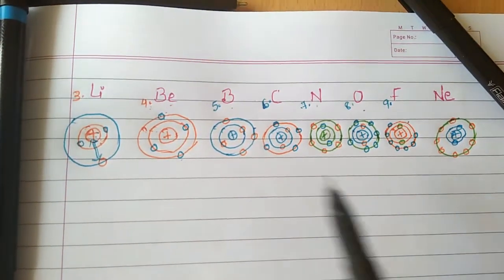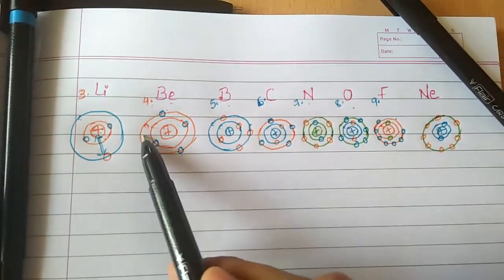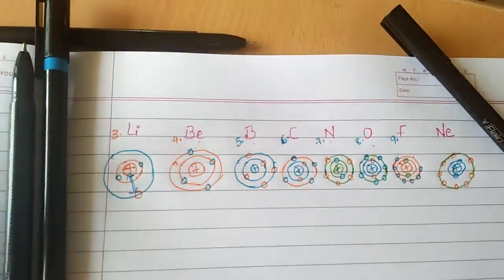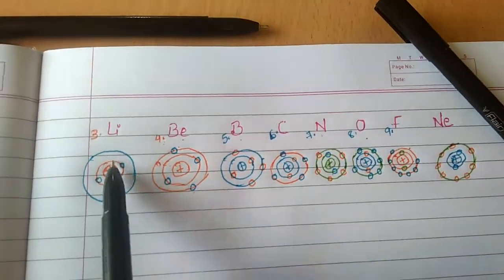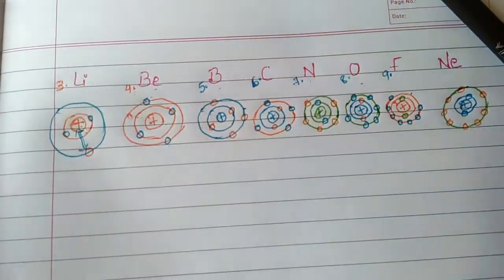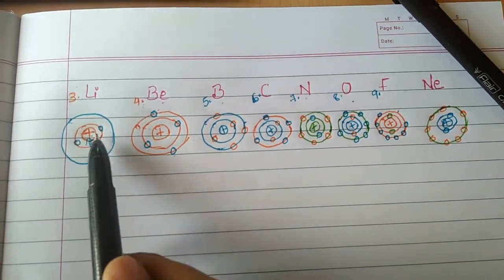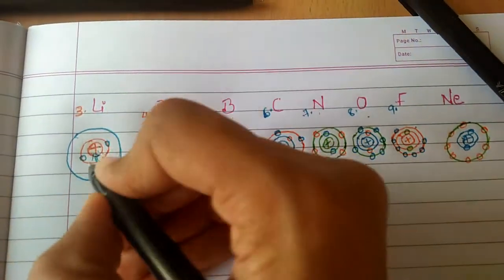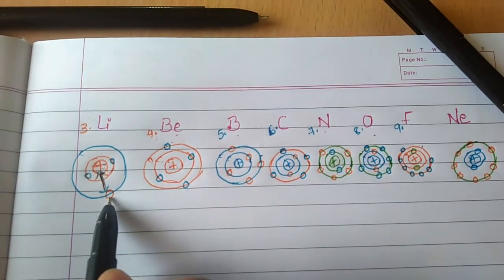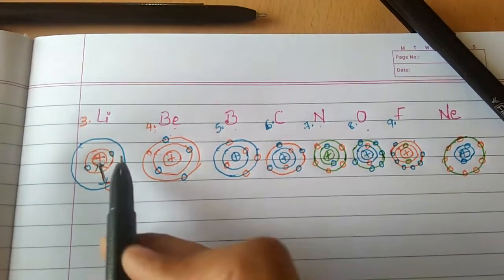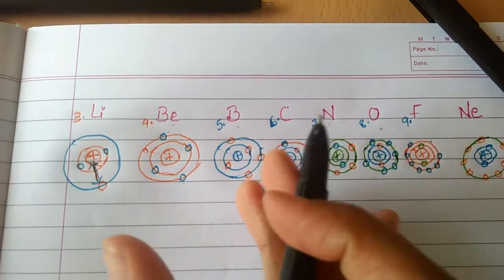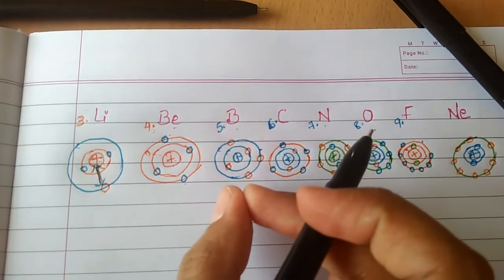So you people were wondering why I have drawn this size smaller, smaller, smaller and then smaller. It means that when the nuclear charge increases by 1 on moving from left to right, the attraction of that nucleus to the outermost shell increases. So when the attraction increases, the size will decrease.